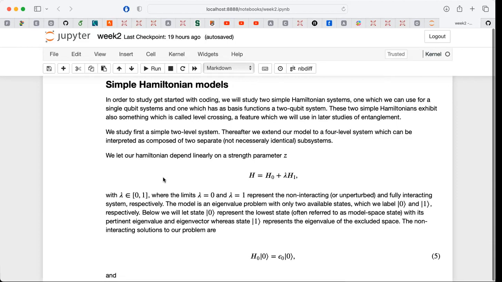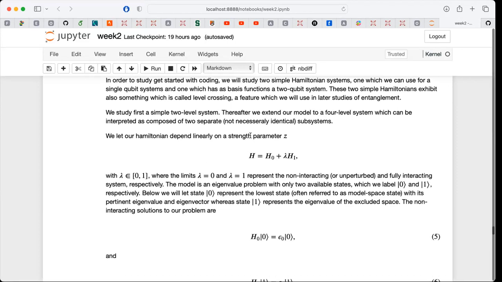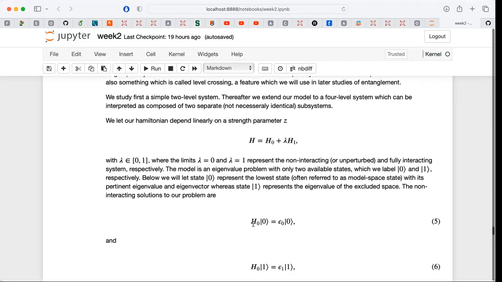So this could be 2 levels from a many-body system, or it could just be a 2-qubit system. Thereafter, we're going to extend it to a 4-level system. So some of you may have encountered this type of system. You see now that when this operator acts on this state, the basis states which you've chosen, 0 and 1, are eigenstates of this H0. This is the assumption which we are making.